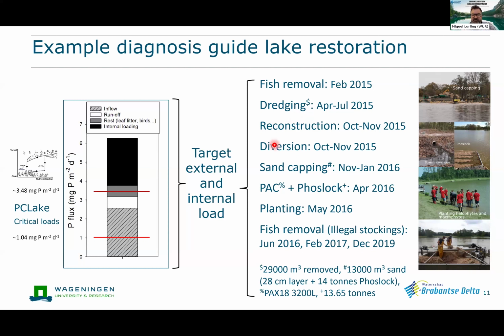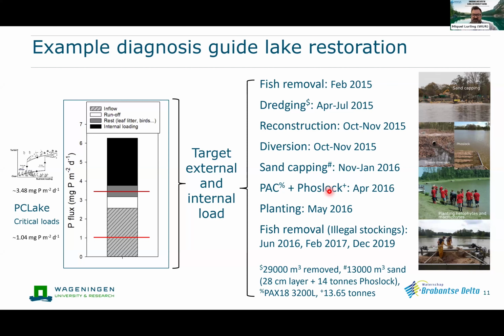The two streams were diverted, no longer feeding into the lake, but going along the lake, then to the sea. Sand capping was implemented, and in the sand an active barrier was included, which is a lanthanum-modified clay, to immobilize phosphates that could leach out of the underlying peat layer. So the sand was deposited on the peat layer.